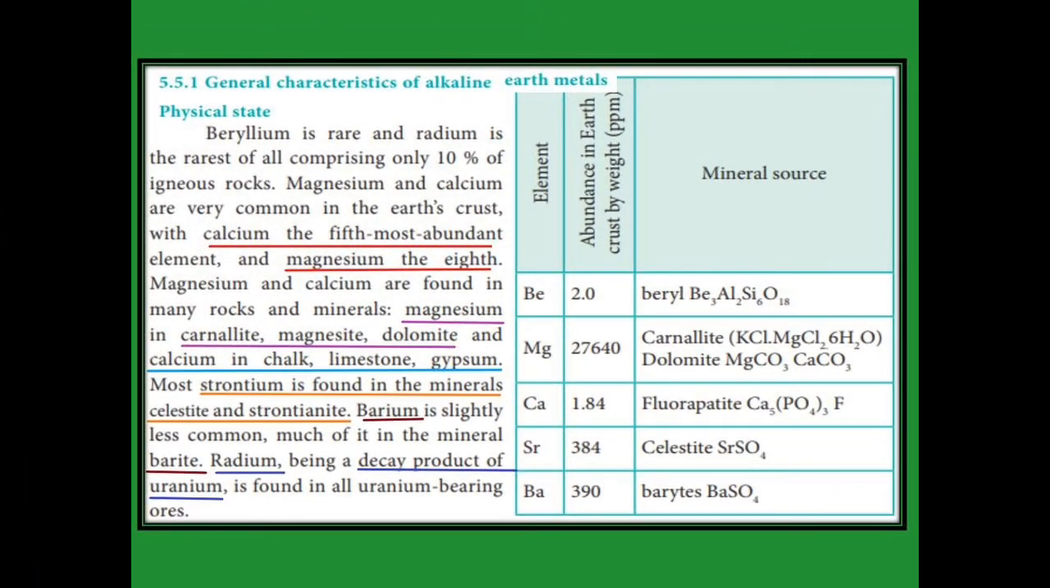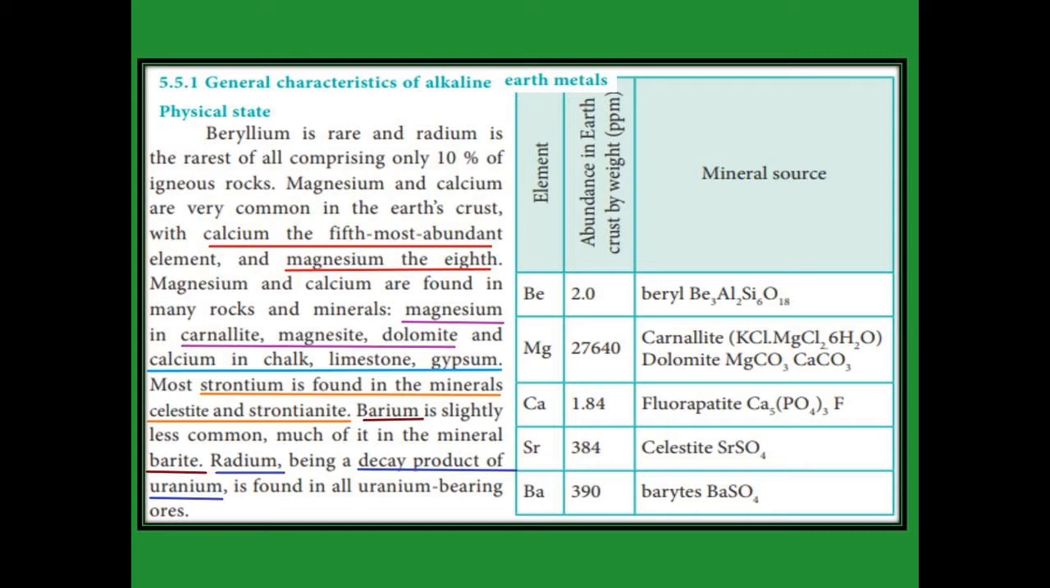Among the alkaline earth metals, the first metal, beryllium, is the rarest metal. The second one, magnesium, occurs as carnallite, magnesite and dolomite as ores, and calcium we get from chalk, limestone, gypsum, and the ore fluorapatite. Calcium is the fifth most abundant element in our earth's crust.